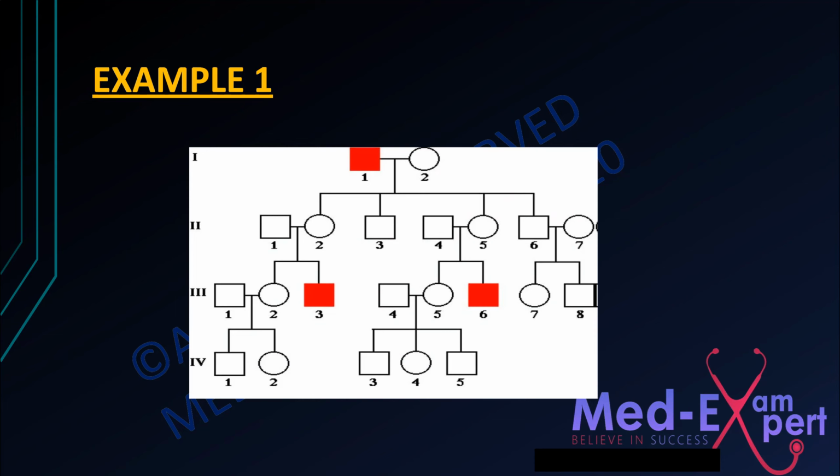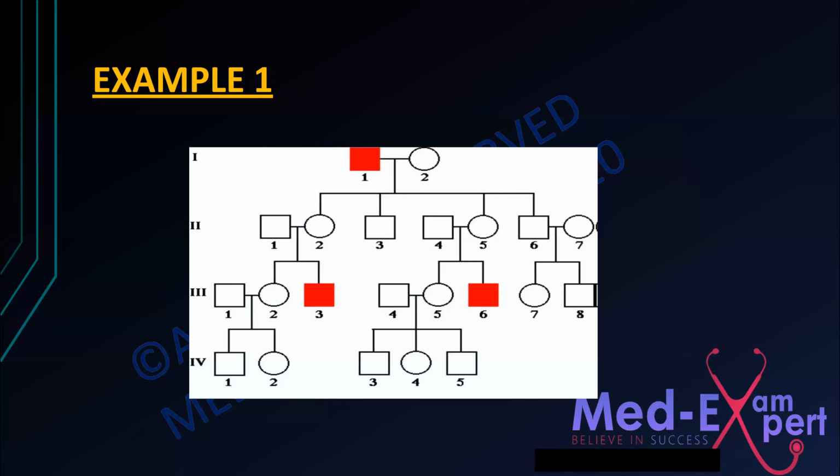Males are affected. In autosomal recessive, I told you that it should be an equal division between both male and female. But here you are observing that only males are predominant. So is this X-linked recessive or autosomal recessive? X-linked recessive. Understood?